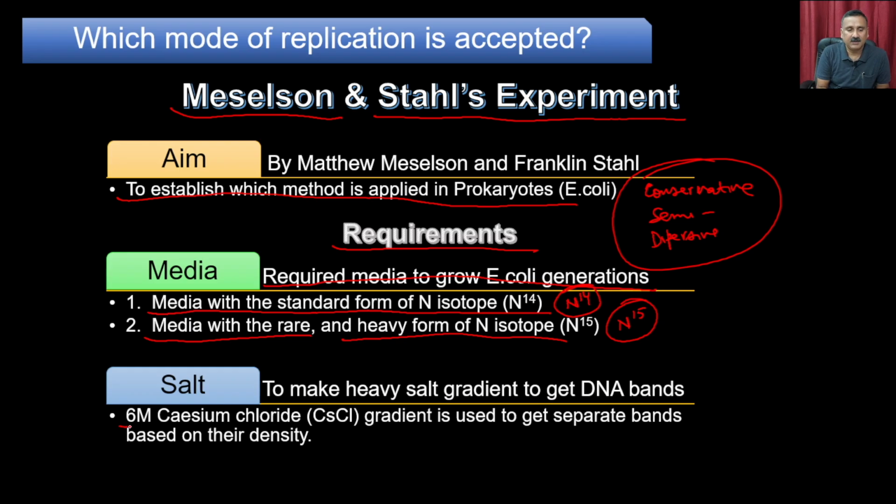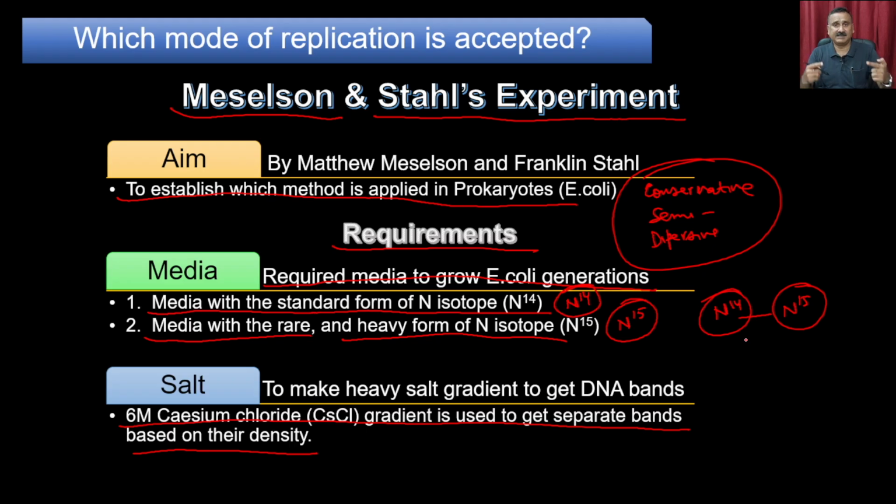So, you require a cesium chloride gradient to separate the DNA based on its density. Remember that this is heavy and this is light. So, they have different densities, and that is why N14 can be separated from N15 even if they are present in the same mixture. So, if you have pure N14 DNA or pure N15 DNA, they are going to form different bands in the cesium chloride gradient mixture.